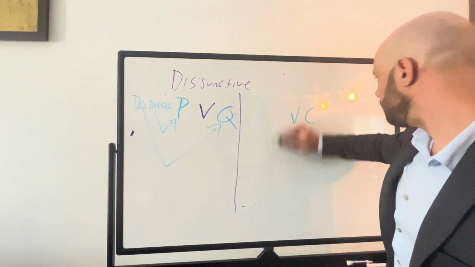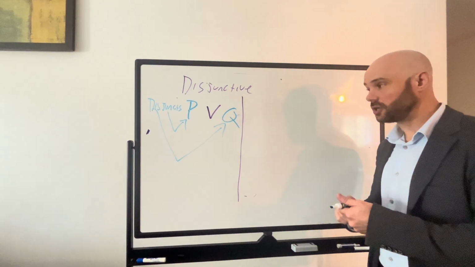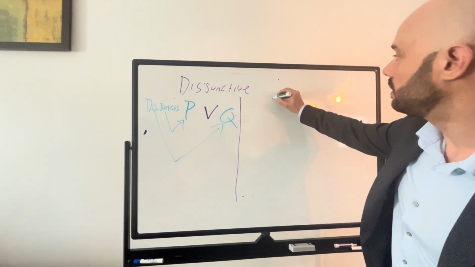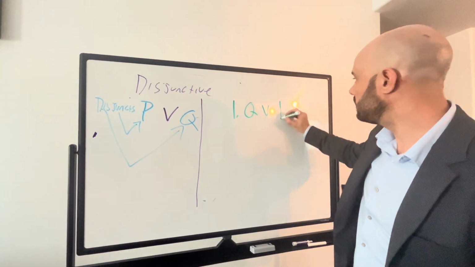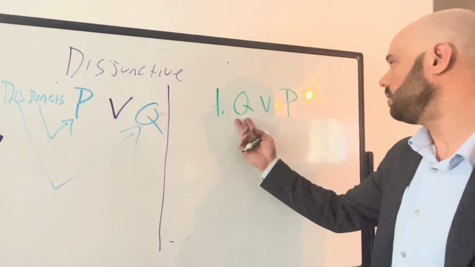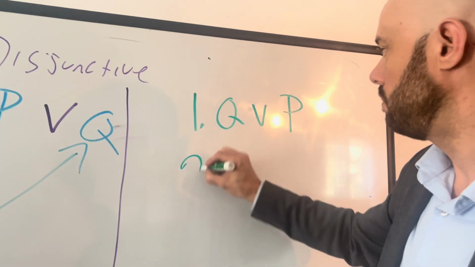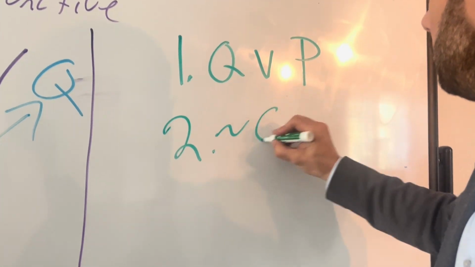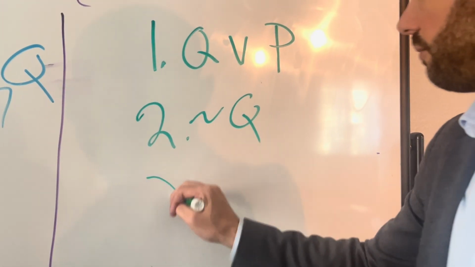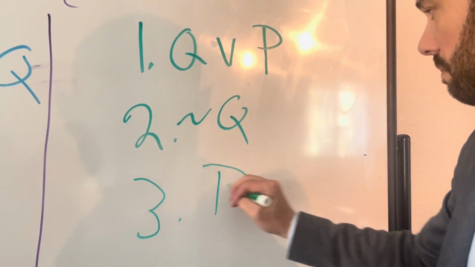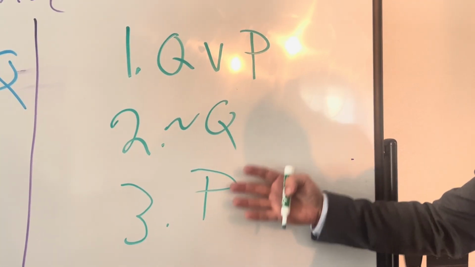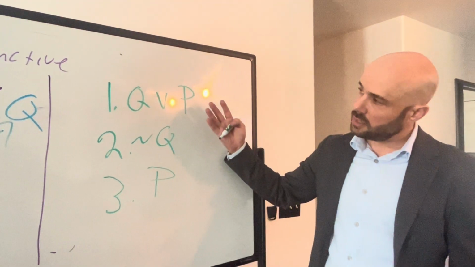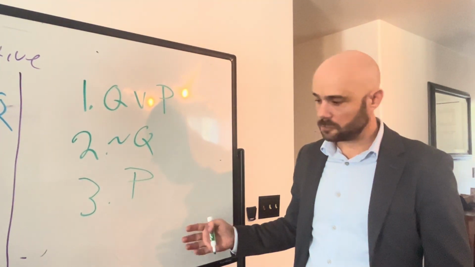And again, the way to work on a disjunctive argument is to negate one of the disjuncts. We have Q or P, not Q, therefore P. So this is the rule. This is the rule behind the disjunctive argument.